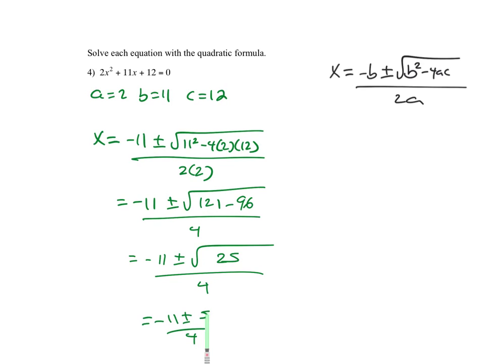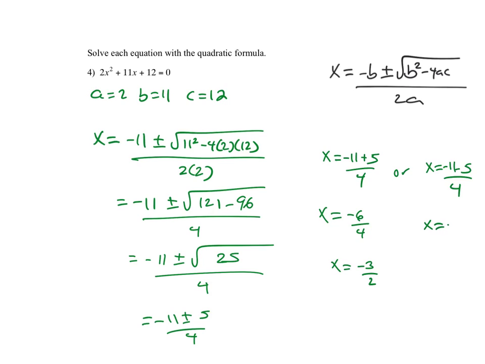Now, because this one up here has a perfect square root, I'm going to split this into two solutions. So x equals negative 11 plus 5 divided by 4, or x equals negative 11 minus 5 divided by 4. So x equals negative 6 divided by 4, and I can simplify that to negative 3/2. And this one equals negative 16 divided by 4. So x equals negative 4. And those are my two solutions of this equation.